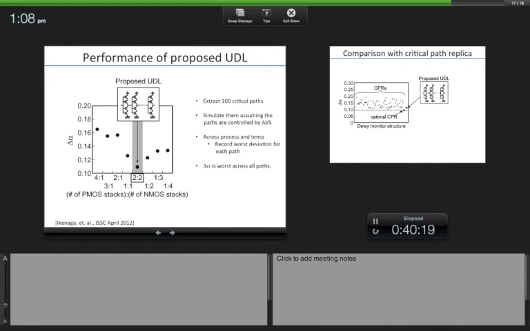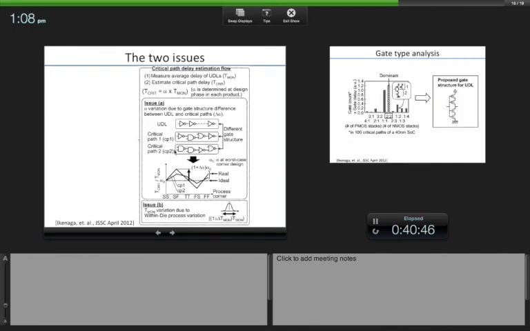This is kind of analogous to the use of a replica as a delay synthesizer, right? Instead of using a replica, what you are doing is using the universal delay line, but you are comparing with the 100 critical paths in your SOC, and you are seeing how well it tracks. It doesn't track perfectly. If it were to track perfectly, delta alpha would be 0. There is some variation, but that variation is the smallest.